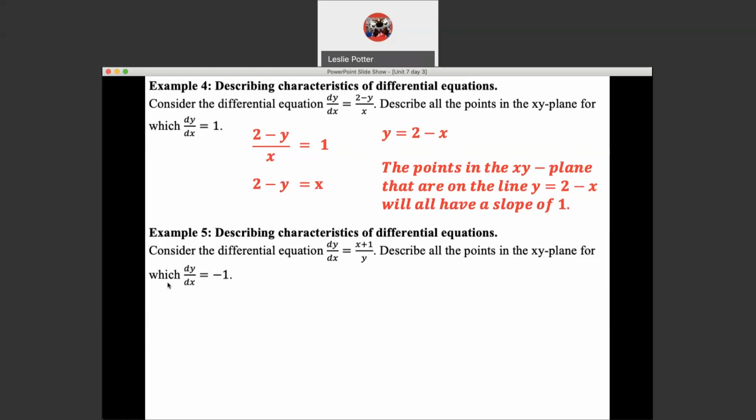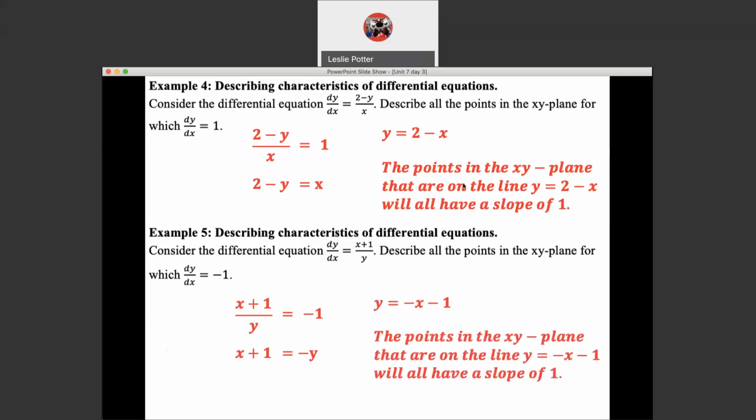So go ahead and stop the video and try this one on your own. Okay, if you're tuning back in, I'm assuming you're tuning in to check your work. So just like above, we're going to take our differential equation, set it equal to the slope of -1. We'll cross multiply and solve for y. So I'm going to move y to the left. I'm going to move everything to the right. I could also just multiply through by -1 if you wanted to do that. So we get y equals -x - 1.